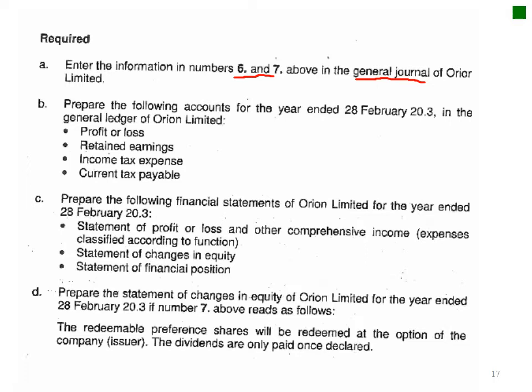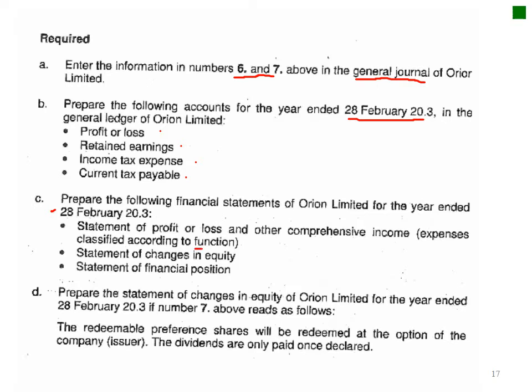Then we're going to do the following accounts. These are general ledger accounts for the year ended 28th of February 2003: the profit and loss, retained earnings, income tax expense, and current tax payable accounts. Then we're going to prepare the financial statements, also for the year ended 28th of February 2003. The statement of profit or loss and other comprehensive income, with expenses classified according to function.